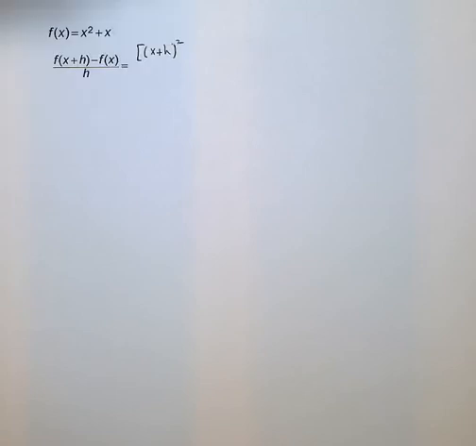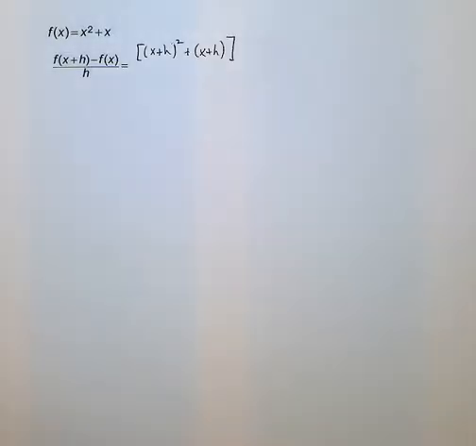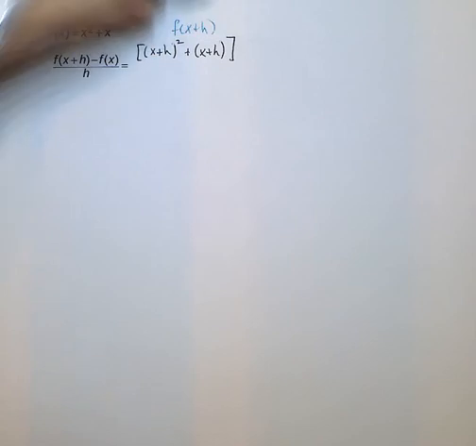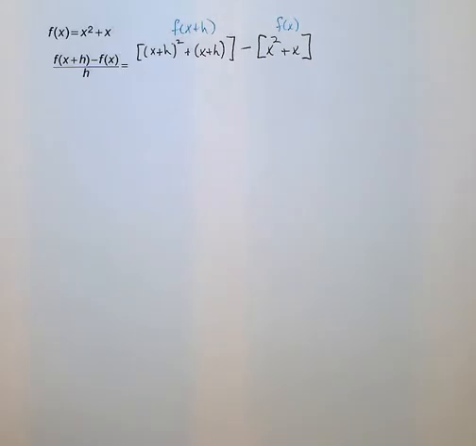So I'm going to put this part in brackets. F of x plus h will say x plus h, the quantity squared, plus the quantity x plus h. I'll close the brackets. That is our f of x plus h expression. And then I need to subtract from this my f of x expression. That's just x squared plus x. So there's my f of x. And I have this whole thing over h.